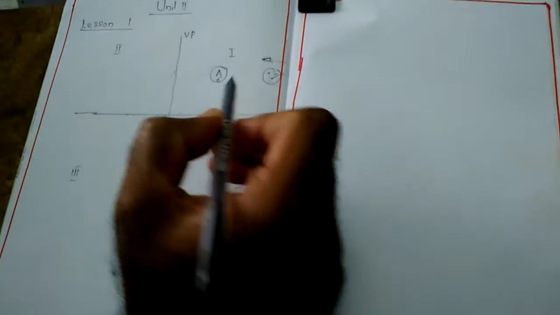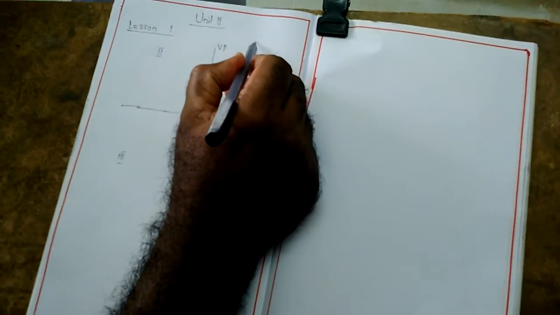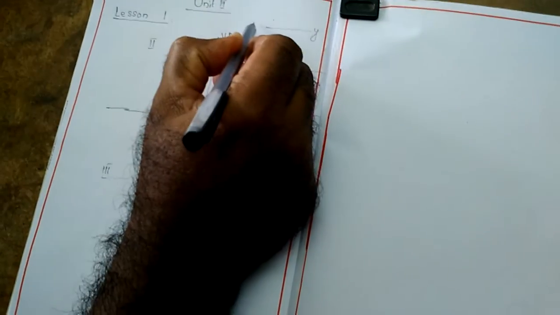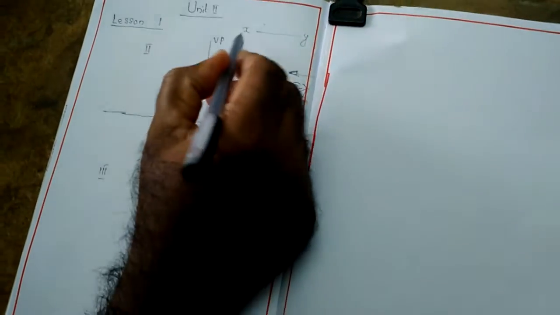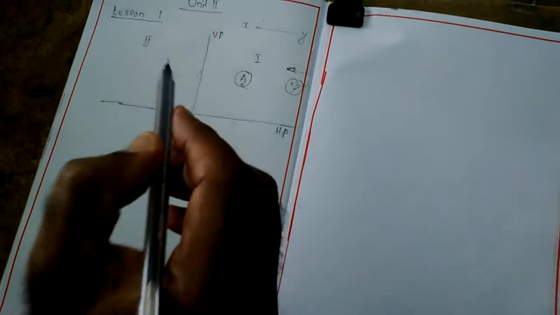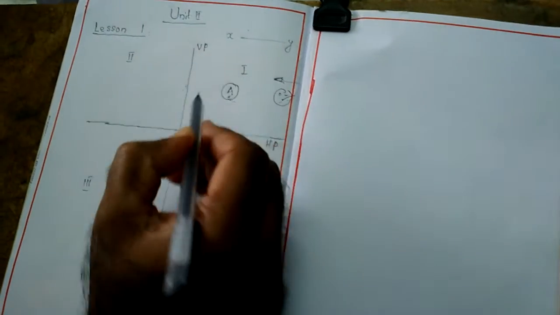So here this is the first angle projection method. When you want to take the first angle projection method, suppose this is the XY line, nothing but the reference line. XY is the intersection of HP and VP. Why? Because our drawing is a two-dimensional drawing. That's why you want to indicate XY.